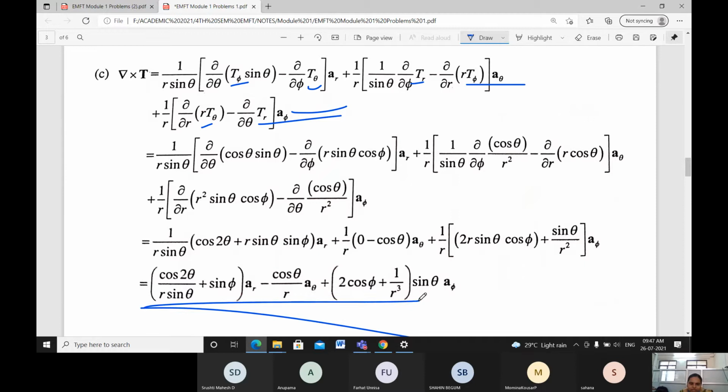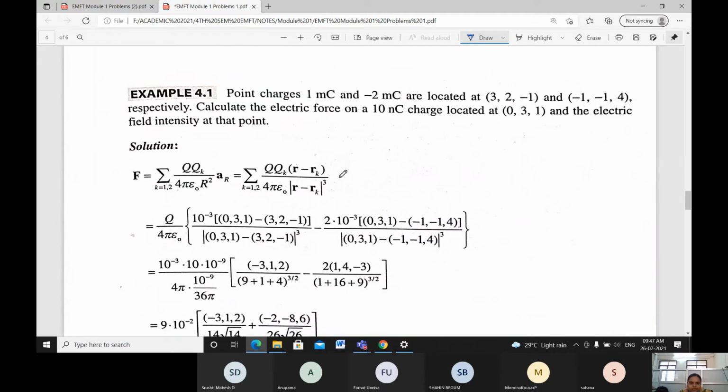This you will be getting out. This is what the problem. Next problem is based on how the force is going to be exhibited and what the electric field intensity is, based on those questions. The problems will continue here.